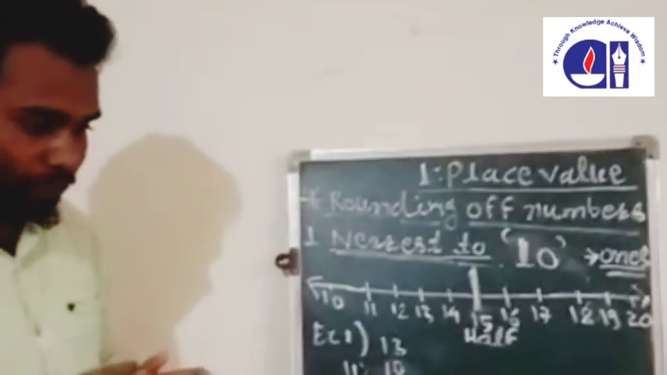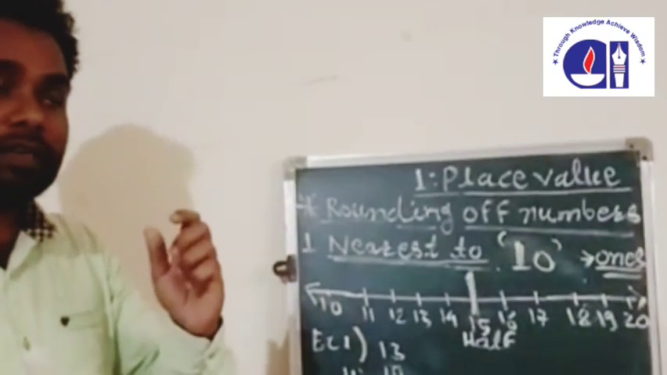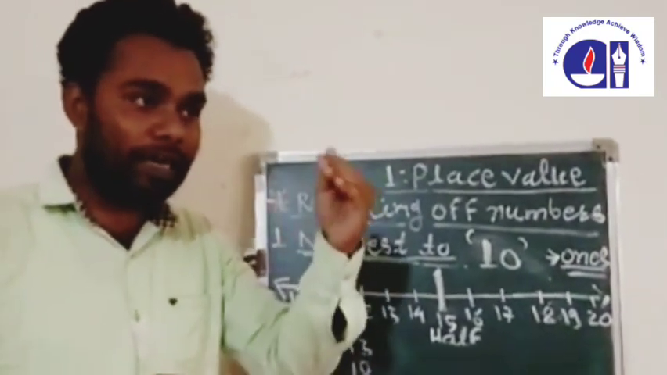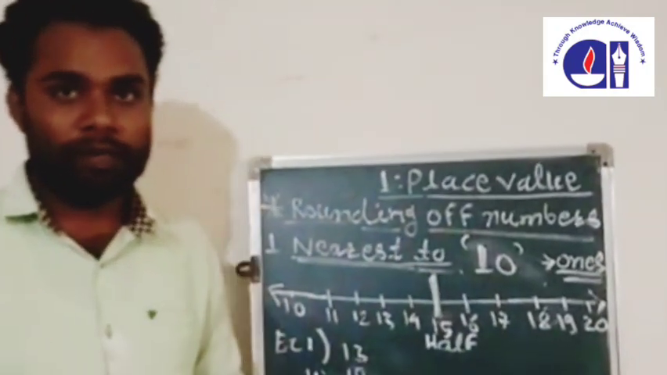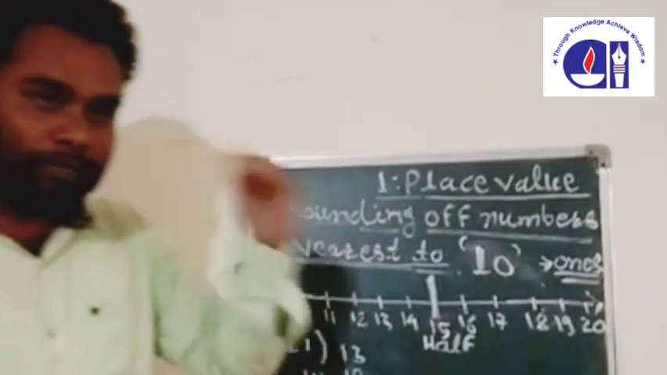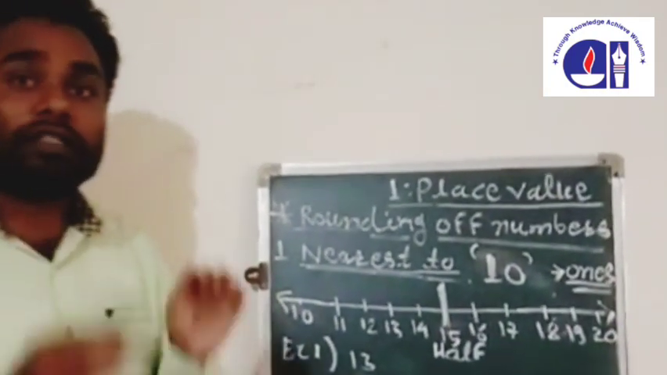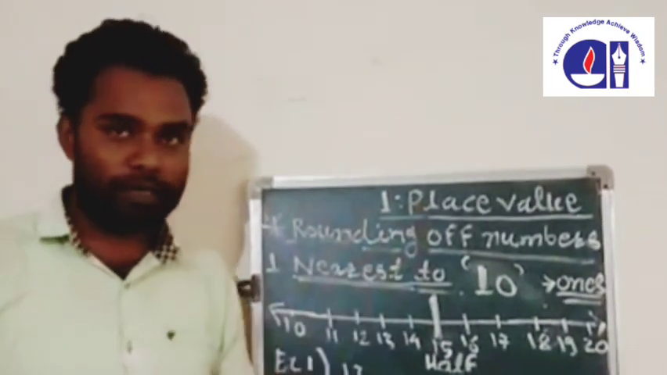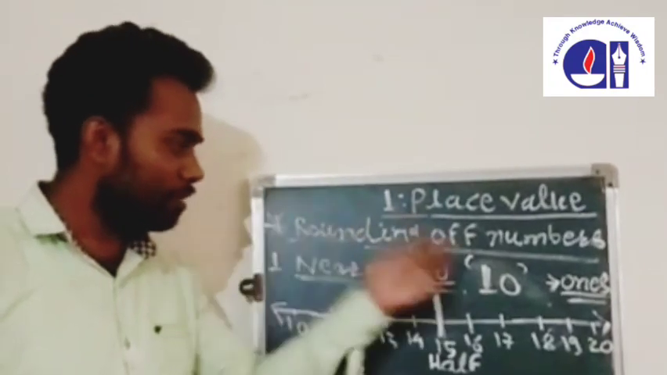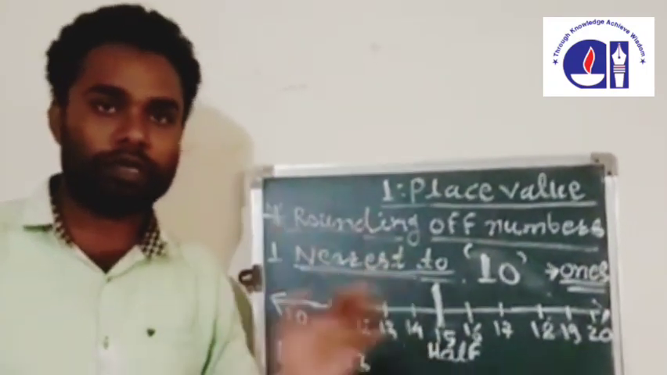Rounding of numbers means that when we calculate the value of a number, the value is less than that number or more than that number. It is nearest to 10, or 100, or 1000. It is also called the approximate or estimated value of the given number.